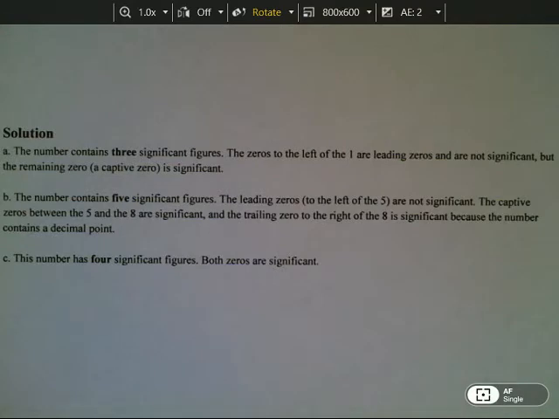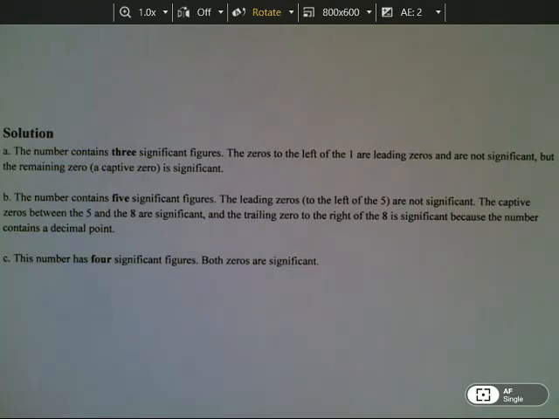C, this number has 4 significant figures because it's written in scientific notation. That's kind of a catch-all. If it's properly written in scientific notation, every digit in the response is considered significant. But even beyond that, we have a sandwiched 0, which is always significant. A captive 0 is always significant.